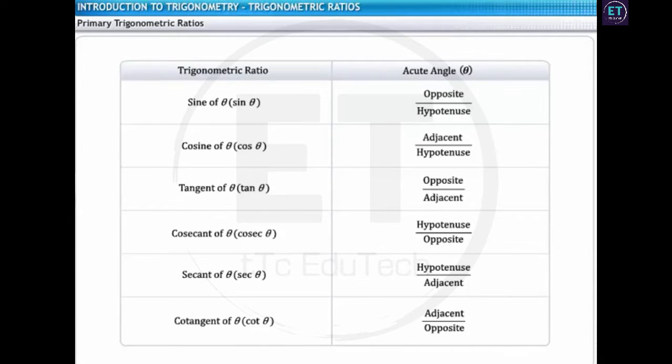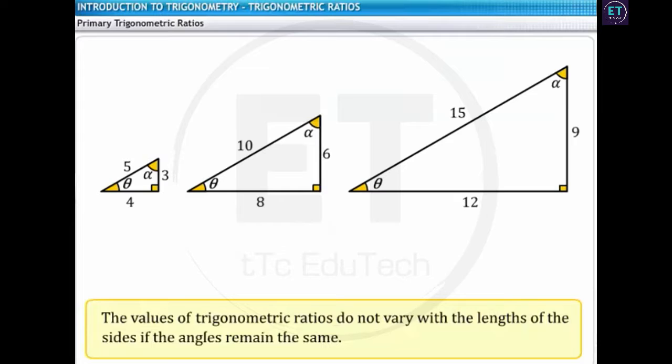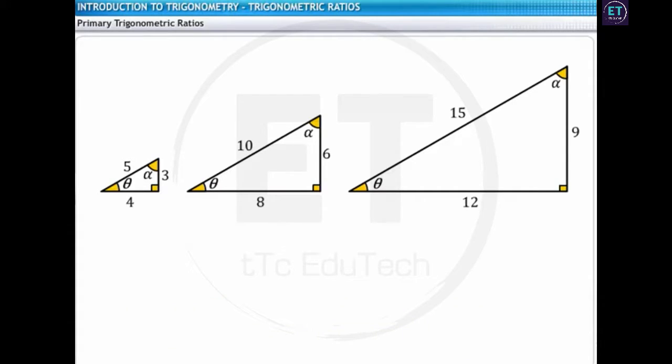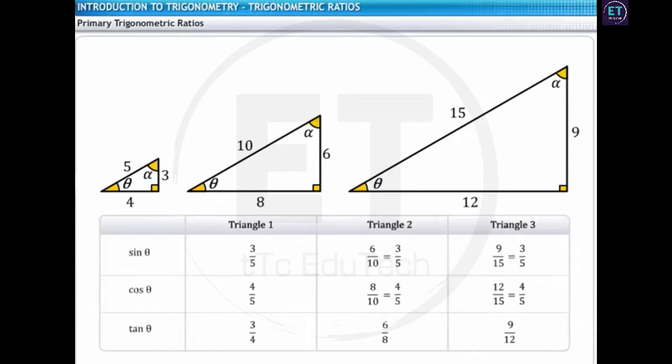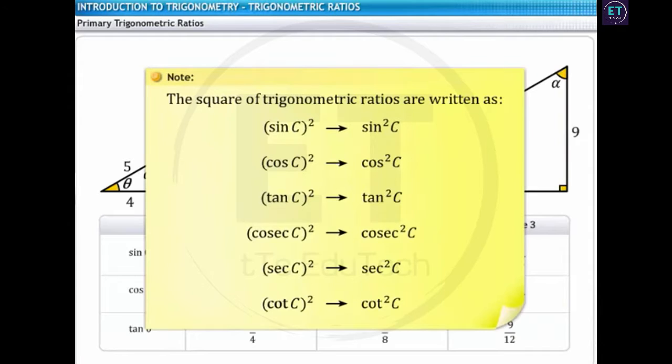Here are all the 6 trigonometric ratios of an acute angle of a right triangle. The values of trigonometric ratios do not vary with the lengths of the sides if the angles remain the same. Thus, we can conclude that trigonometric ratios are only dependent on the ratio of the sides and not on the lengths of the sides. An important point to note is that when the square of these ratios is written as sine square C in place of sine C square, this applies for all trigonometric ratios.